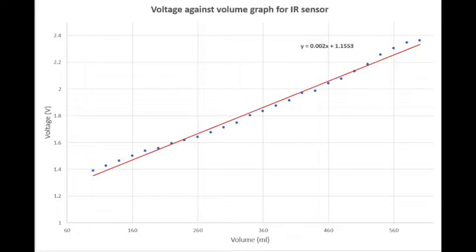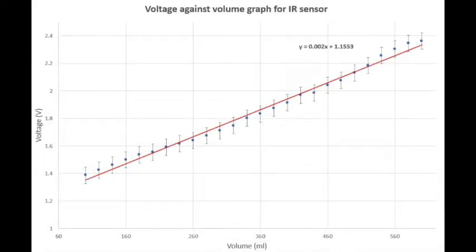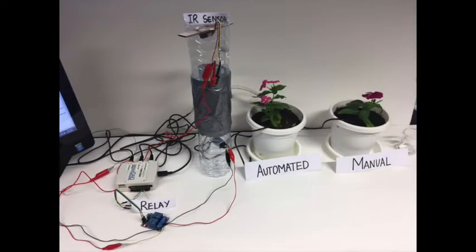Next, linear regression was carried out. The relationship that was established between the voltage from the IR sensor and the volume of water in the tank is shown in this graph. The next graph includes error bars, which show the 95% confidence interval for each data point. The experiment has been carried out for 3 weeks.